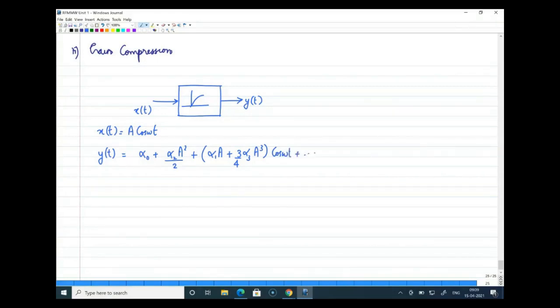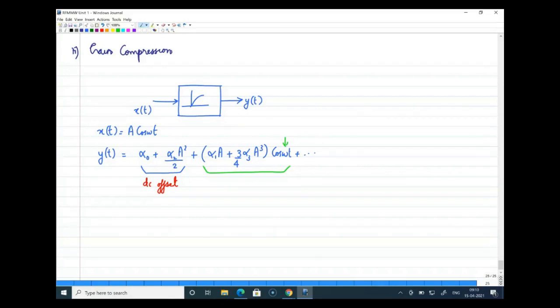What I have written is the DC offset term. Most of the time we will just neglect these terms, as they will only give a DC shift. We will not discuss the effects of this DC offset for now. Now the focus is on this fundamental term, because this is the fundamental frequency omega, and the coefficient of this fundamental term is alpha 1 a plus 3 by 4 alpha 3 a cube.